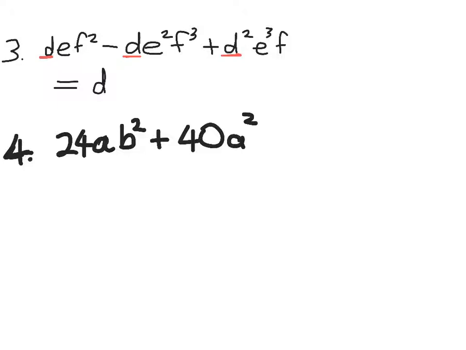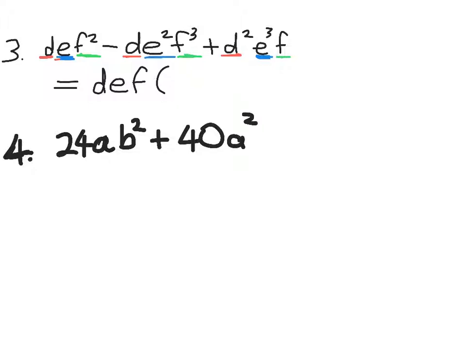Now I turn to the e terms. I've got e here, e here, e squared here, and e cubed here. So my highest common factor is just e. And now I look at the f terms. I've got f squared, f cubed, and just f. So my highest common factor is the lowest power, it's f.